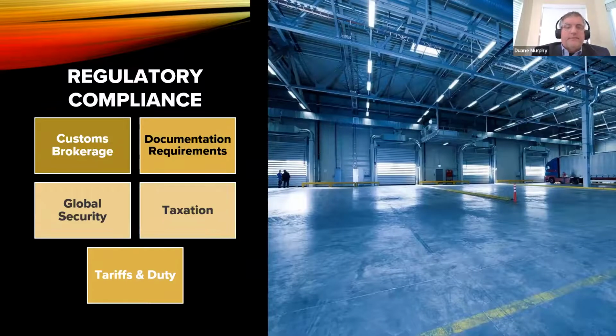Regulatory compliance. The transportation logistics business is regulated by government agencies. Customs brokerage. We're going to be discussing in depth the import and export customs clearance processes for not only the United States, but our major trading partners. We'll be reviewing and discussing the international documentation that is required by the United States and the governments of our trading partners. Global security. There are many security changes and new processes spurred by the terror attacks of 9/11.